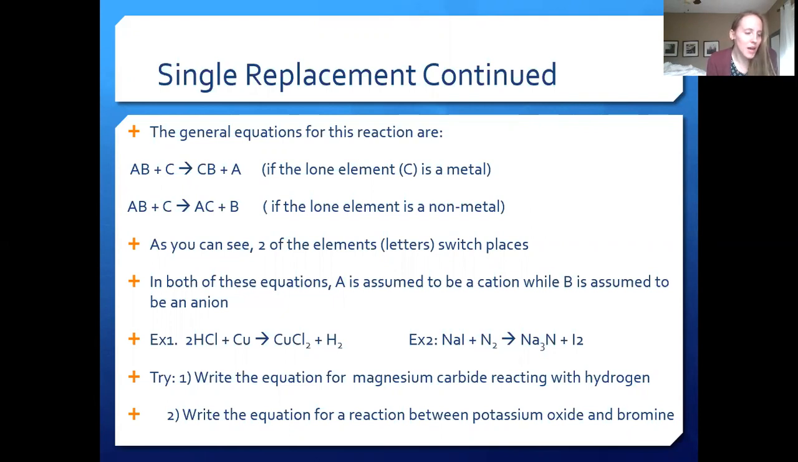And then when we switch places, the hydrogen and magnesium are going to swap places. So the magnesium will end up by itself, the hydrogen will end up with the carbon, and then in that case, cross over your charges again, and you end up with CH4, which is methane.